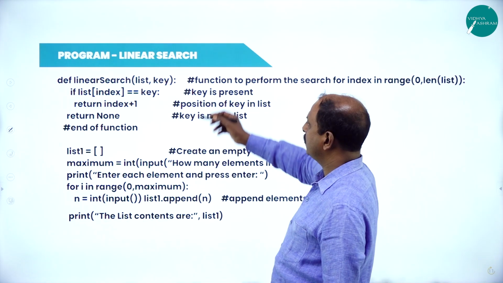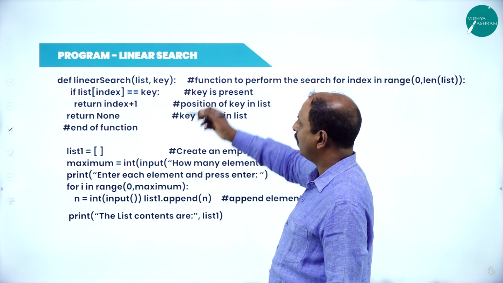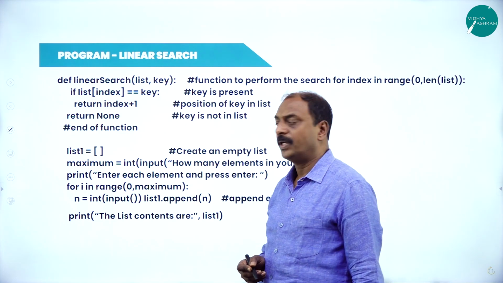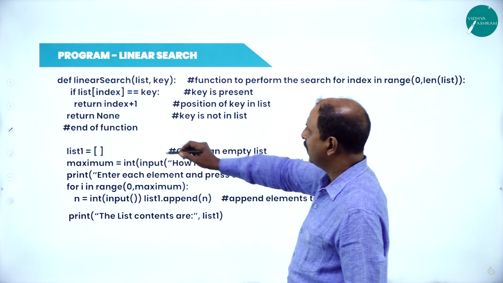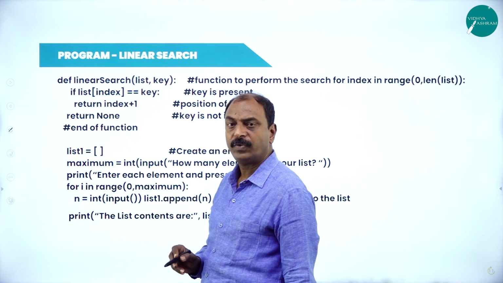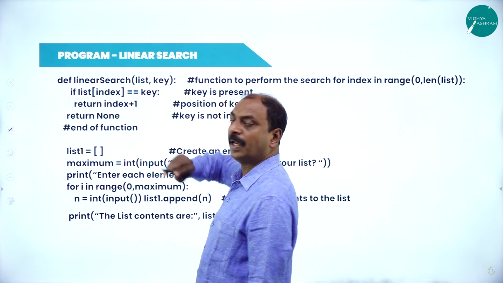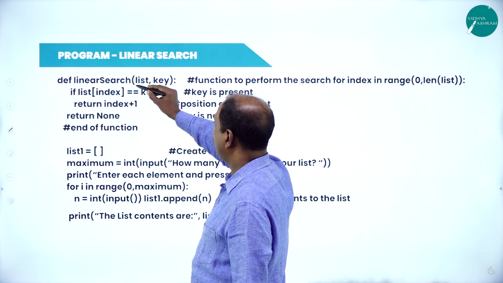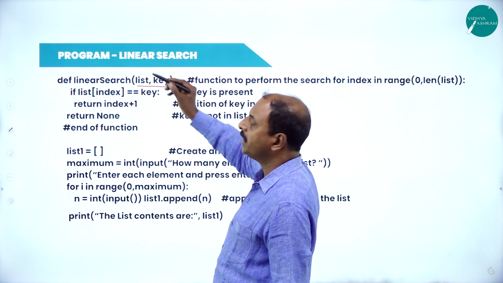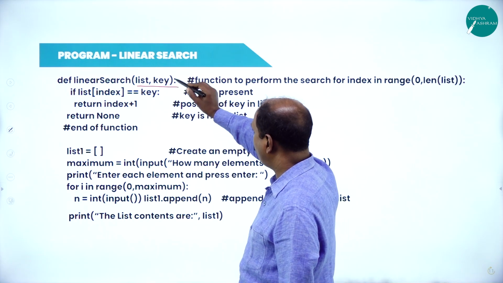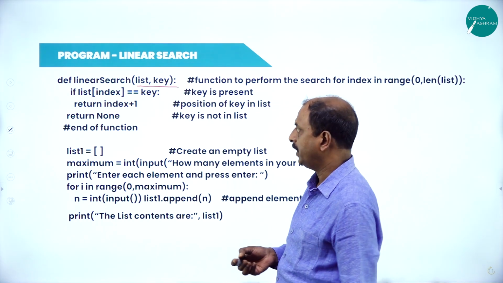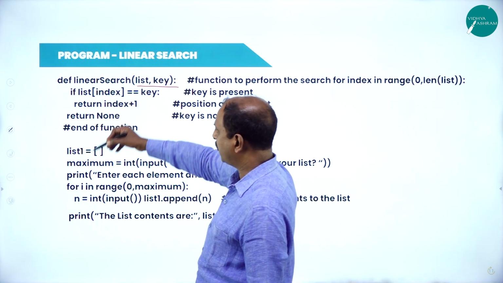Now let us say this is a program, or programming statement. We are defining a function here for linear search. Here def is defining a function. Linear search is the name of the function. We are passing the parameters. Here list is the name of the given list, along with the key value, or the search element. And here the code goes like this.